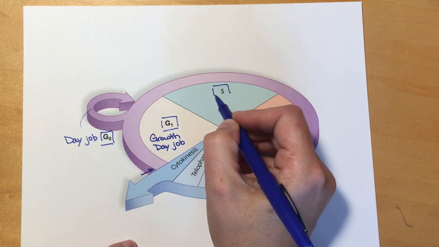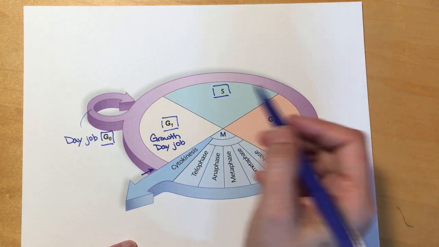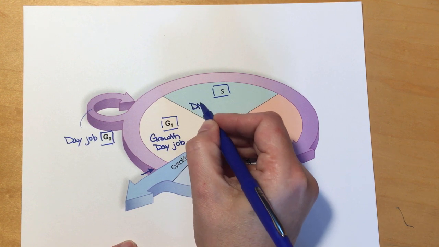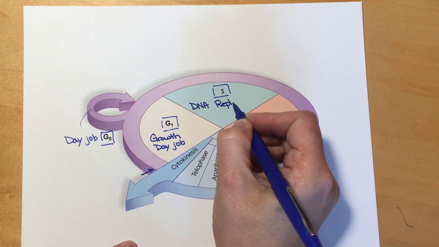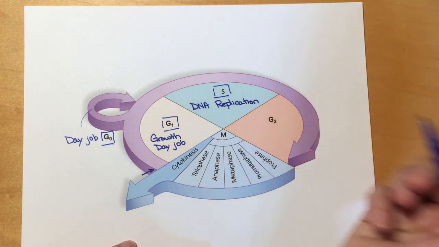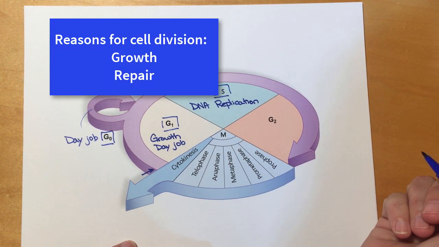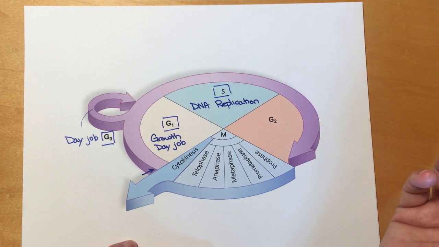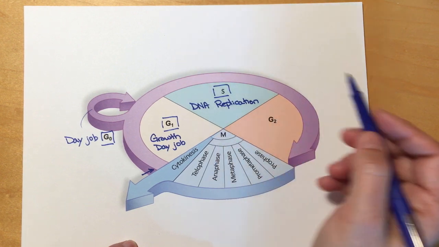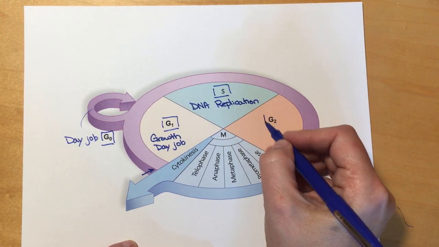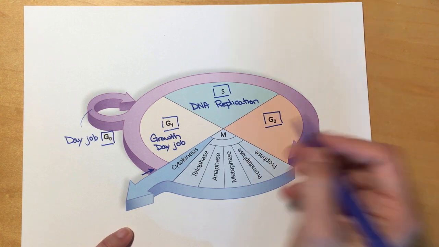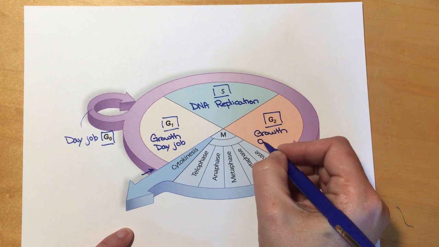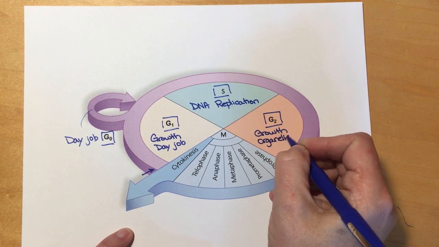Our next phase, if we do decide that we're going to divide, is called the S phase. You can think of S for synthesis. And this is where we go through DNA replication. Now the cell has already decided that it needs to divide. And so in order to make two cells from one cell, we have to duplicate our DNA. That happens here in S phase. And then there's this other G phase over here, G2. And what's going on over here is more growth and more organelle replication.